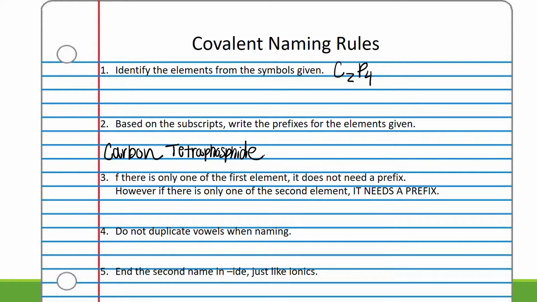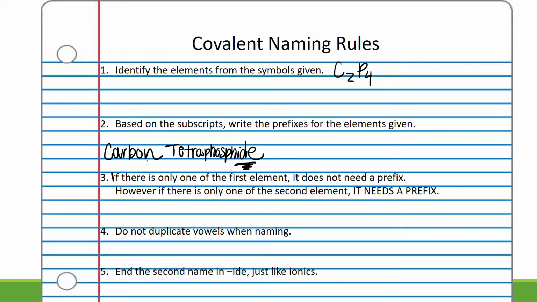It is important to note it is the same rules for ionic compounds in terms of the ide. The second element is going to have an "ide" on the end. So it's not carbon tetraphosphorus, it's carbon tetraphosphide. Okay, so this is important too. If there's only one of the first element, it does not need a prefix. So this is just like this one. It's not monocarbon tetraphosphide. It's just carbon tetraphosphide.